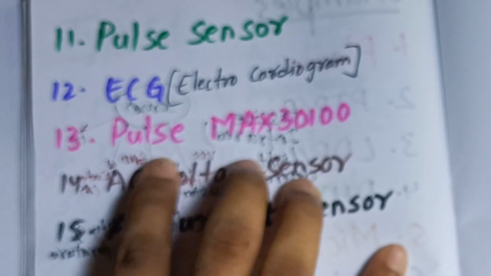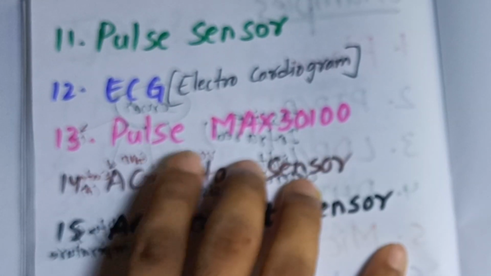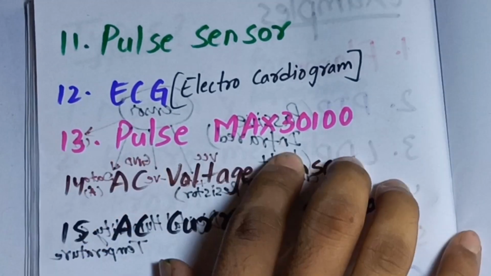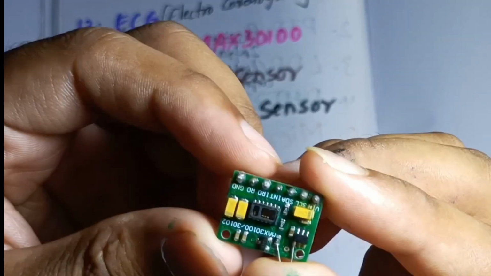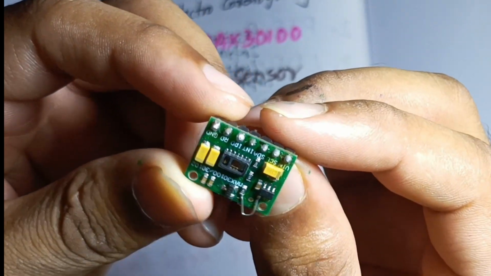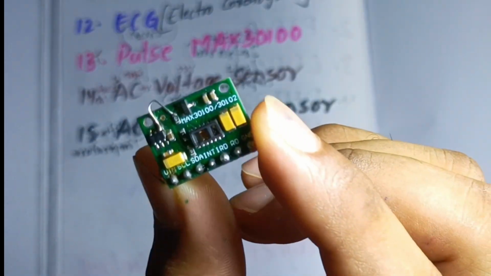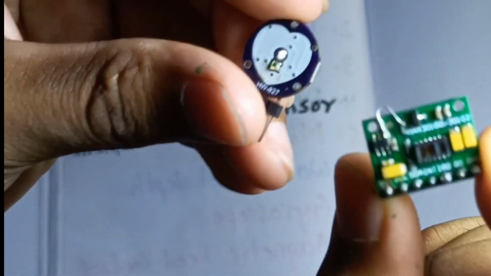Coming to the pulse MAX30100, it is also a pulse sensor but of a different model. This is a pulse sensor which is MAX30100. It also behaves the same way that this pulse sensor does, but with higher accuracy.